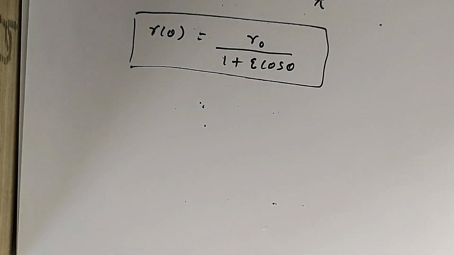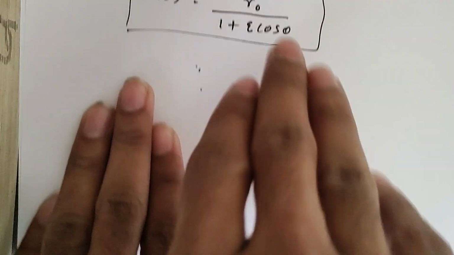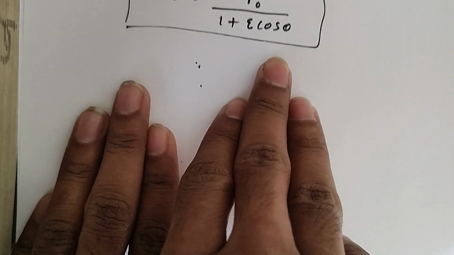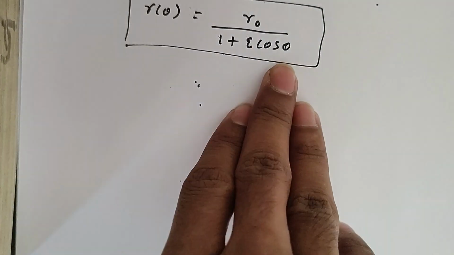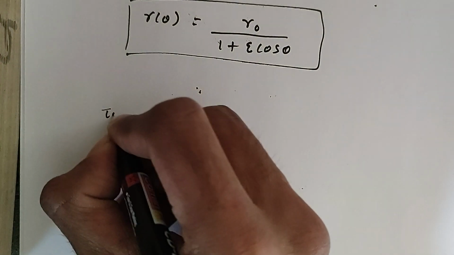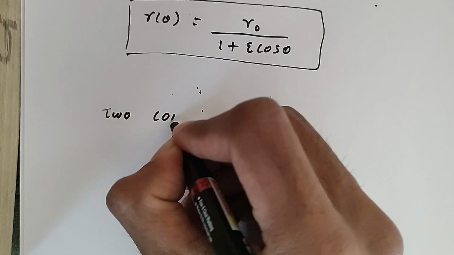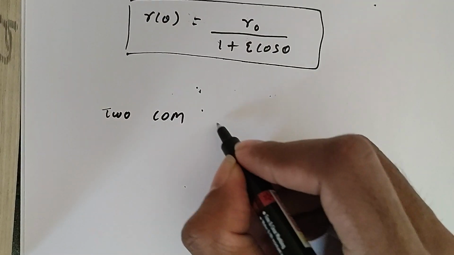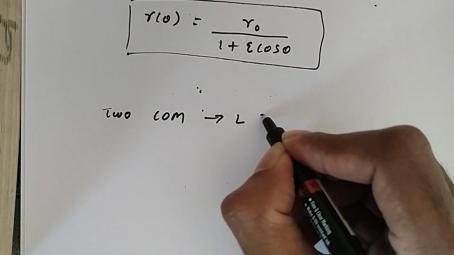So we have completed the first and the second method. We got the equation. Now I'm going to proceed in the same video, in the same lecture, to what to do with this result. Basically, see, we have two constants of motion, L and E.